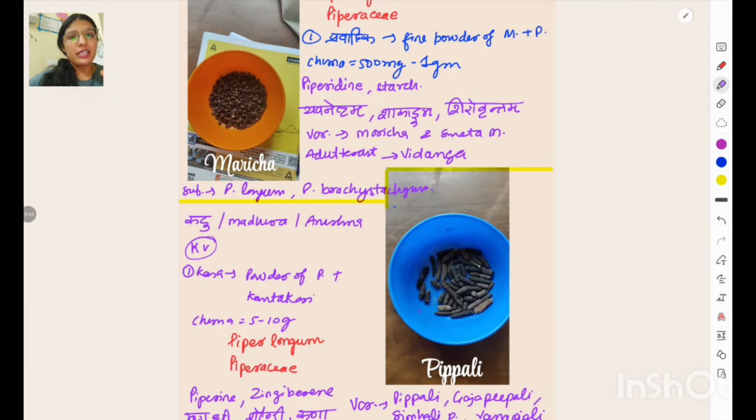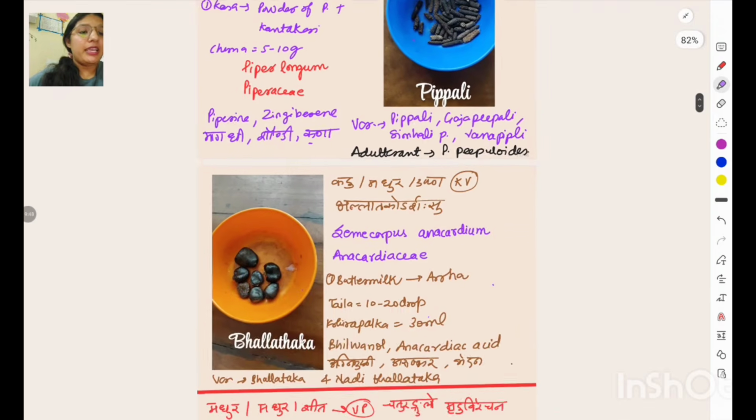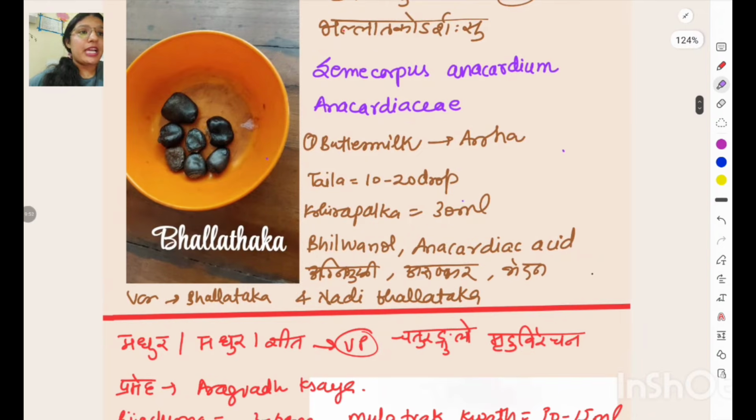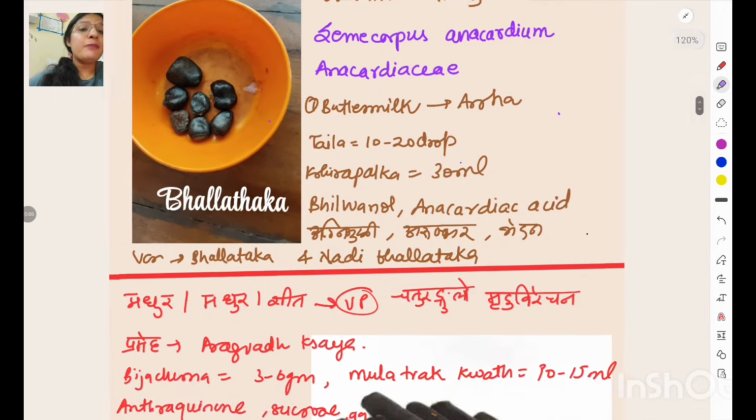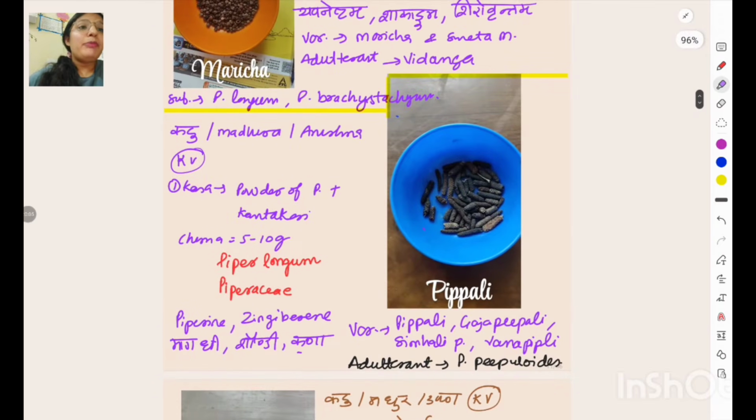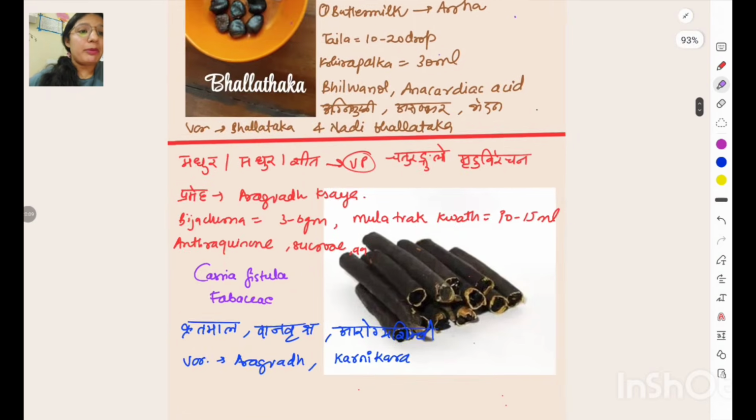For Vidanga, the other adulterant is given. For Maricha it is Vidanga. Then this is Pippali, and this is our Bhallataka. It is also important. Semecarpus anacardium, Anacardiaceae family. And the important thing is the synonym. Along with that is phytochemicals, bhilawanol and anacardic acid. And two varieties are there, Bhallataka and Nadi Bhallataka. In Pippali also four varieties are there: Pippali, Gaja Pippali, Simhali Pippali and Vana Pippali.